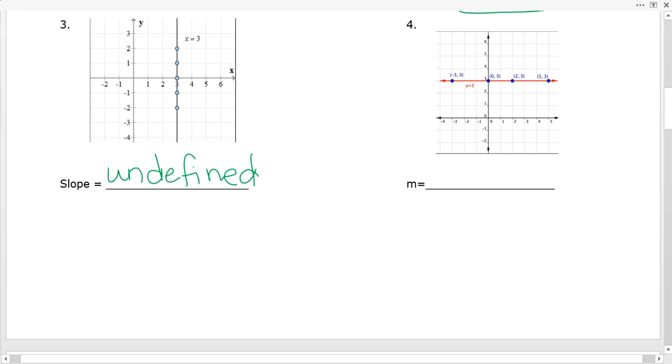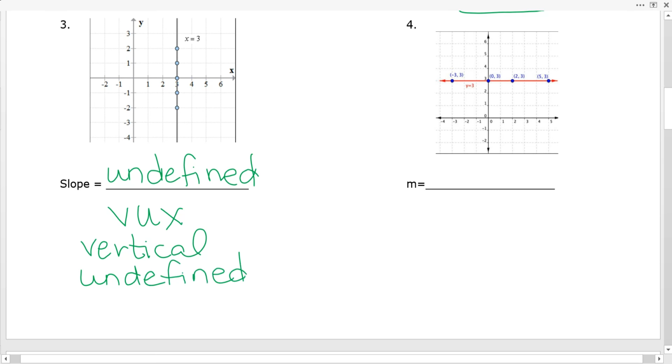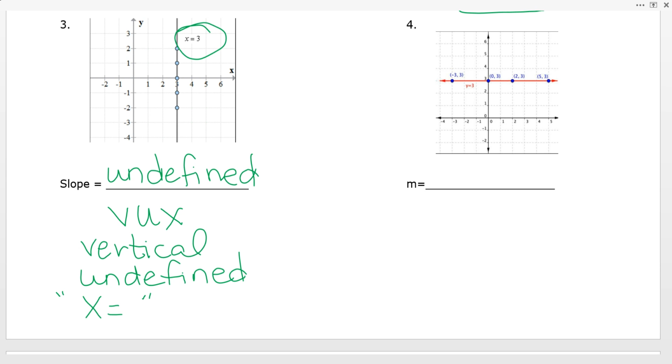A way to help you remember that is by using the letters VUX. V is for vertical. U is for undefined slope. And the X tells you that it's going to be x equals whatever number it is on the x value. So if you see right here in the graph, x equals 3 is this line. It's vertical and the slope is undefined.